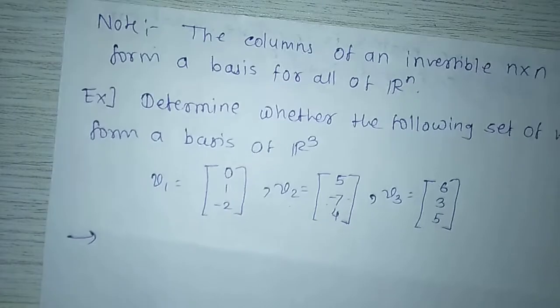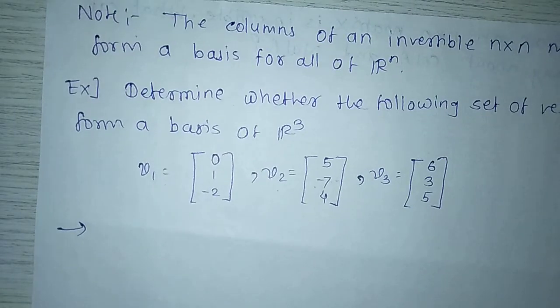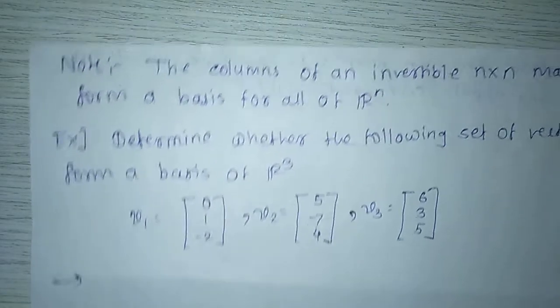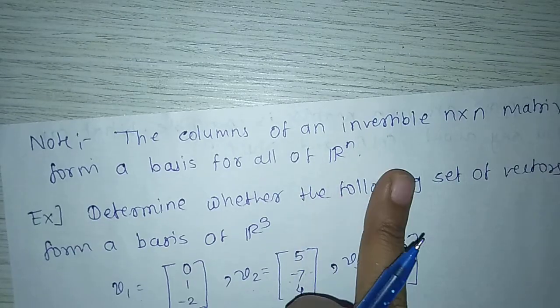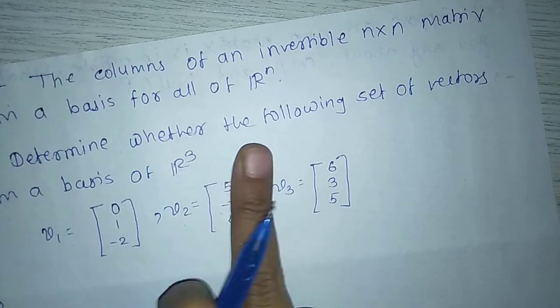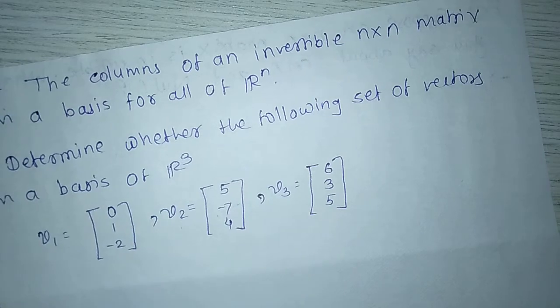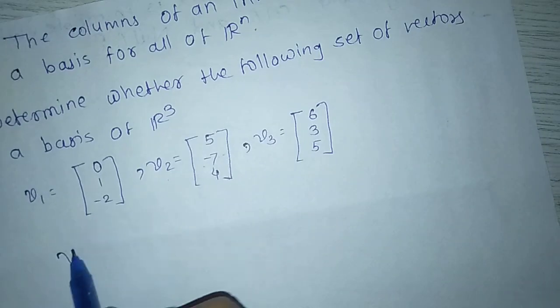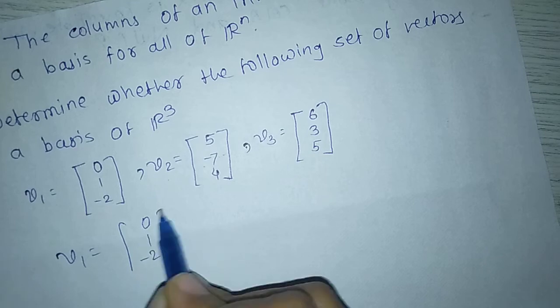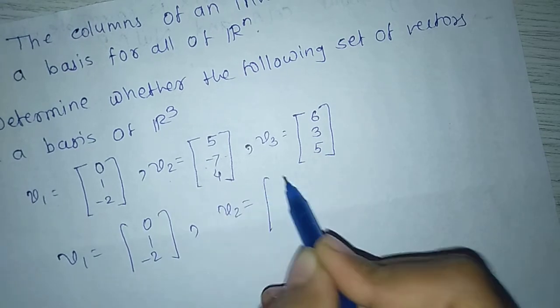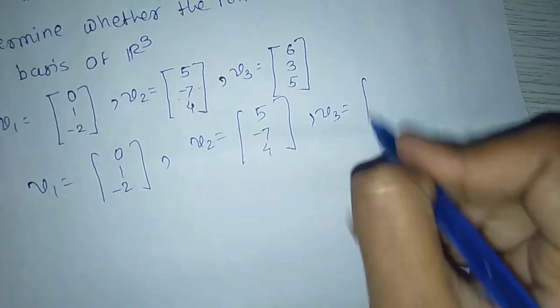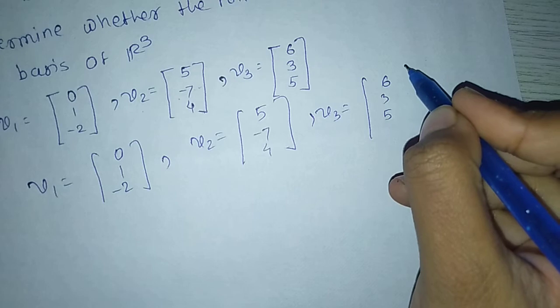Next, note the columns of an invertible n-by-n matrix form a basis for all of Rn. Determine whether the following set of vectors forms a basis of R3. Given V1 equal to 0 1 minus 2, V2 equal to 5 minus 7 4, and V3 equal to 6 3 5.